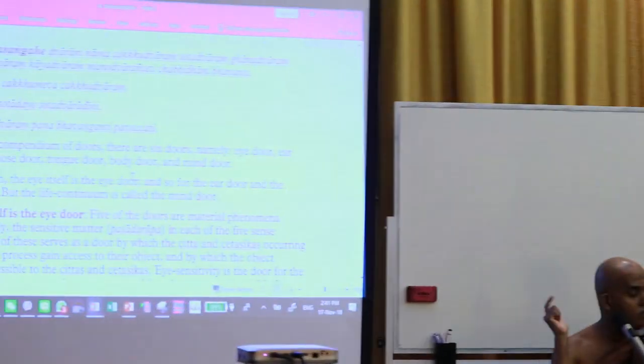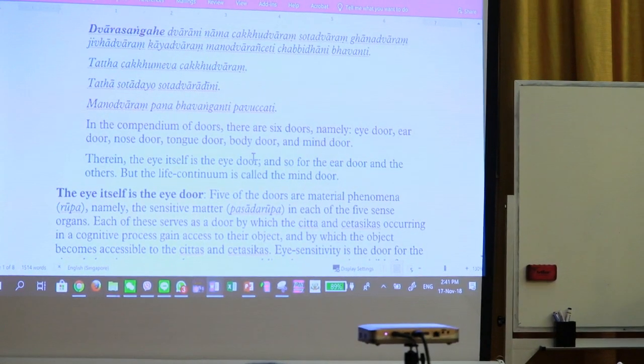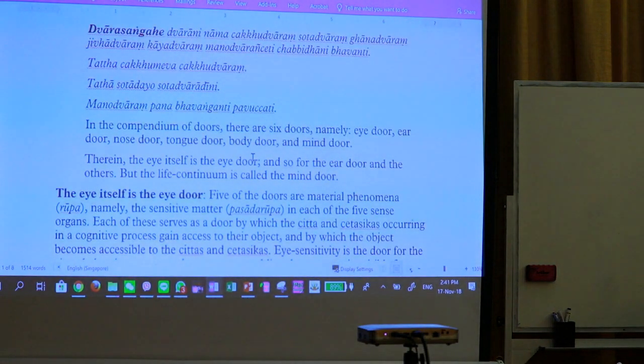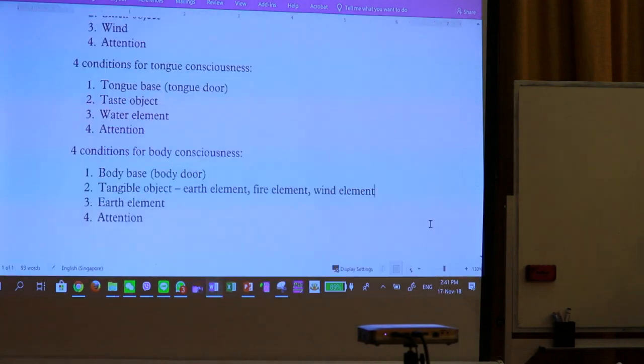Okay. Pathavi, Tejo, not Apo, Vayu. Yeah, only fire. Pathavi, Tejo, Vayu. No Apo, no water. Water we don't have.